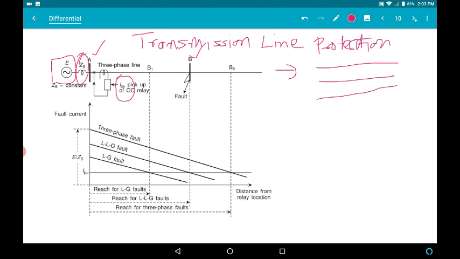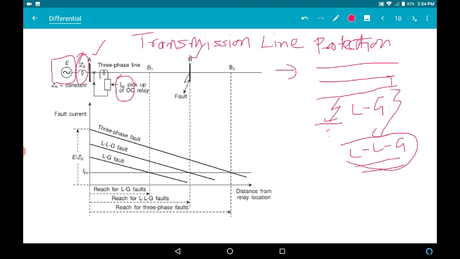So if there is an LG fault on any one of the bus, this is a line to ground fault, then the current which will be there will be basically less as compared to a line to line to ground fault. So if I have two lines which are shorted and then this is grounded, then I have a line to line to ground fault. So this current will be greater than the line to ground fault current, right?